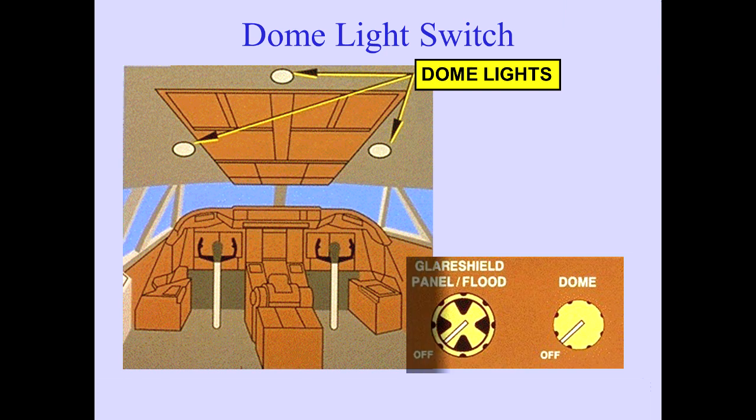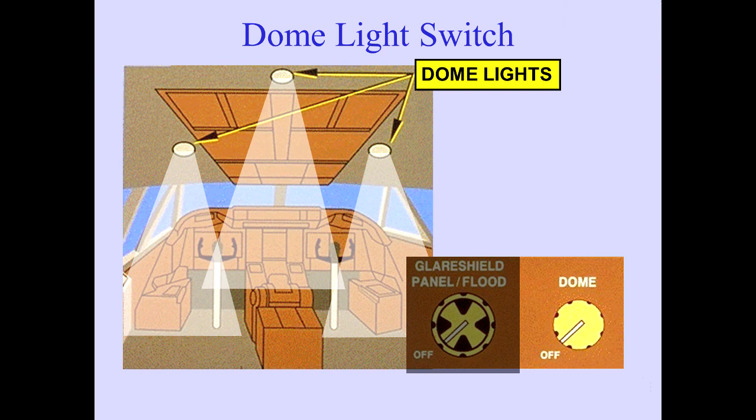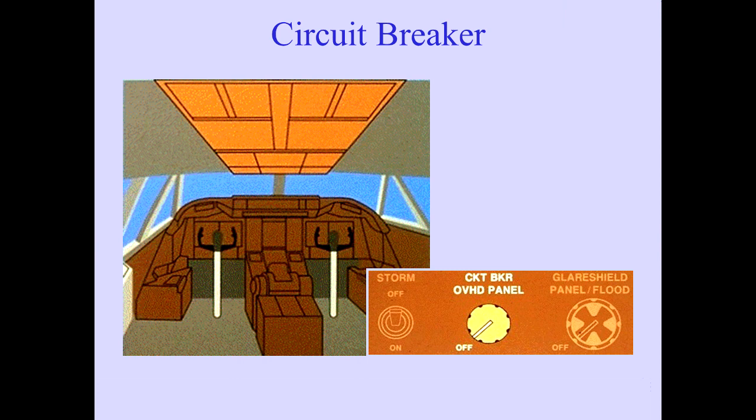The dome light's rotary switch control regulates 3 dome lights and varies their intensity. The circuit breaker and overhead panel rotary control regulates lighting for the circuit breaker panels and overhead panel indicator lights.